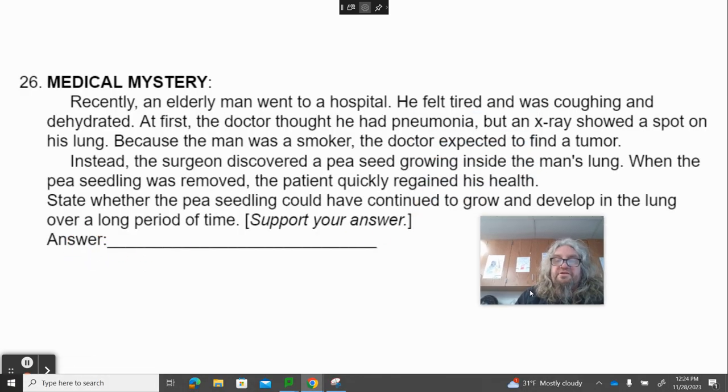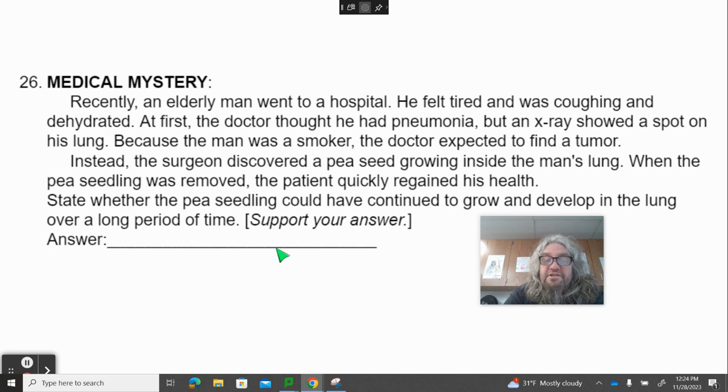Number 26. This is one of those constructed responses. You're going to write out your answer. There's not multiple choice. You have to write out the answer. Medical mystery. Recently, an elderly man went to the hospital. He felt tired and was coughing and dehydrated. At first, the doctor thought he had pneumonia, but an x-ray showed a spot on his lung. Because the man was a smoker, the doctor expected to find a tumor.